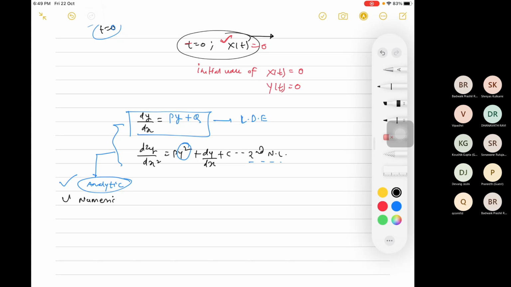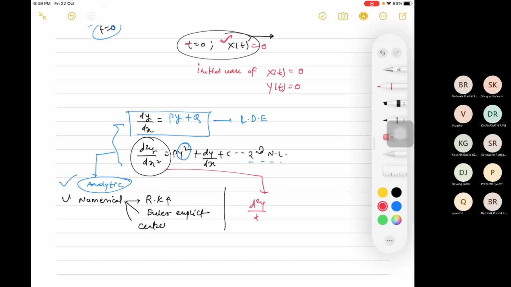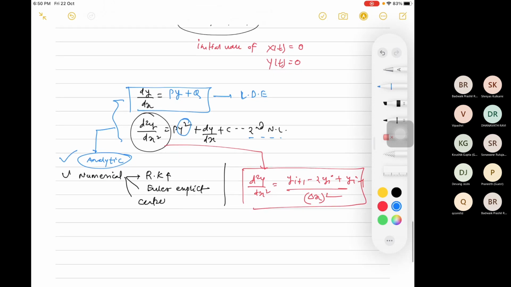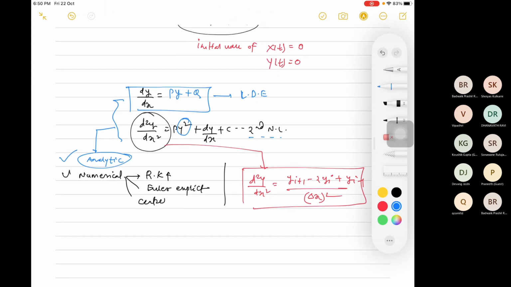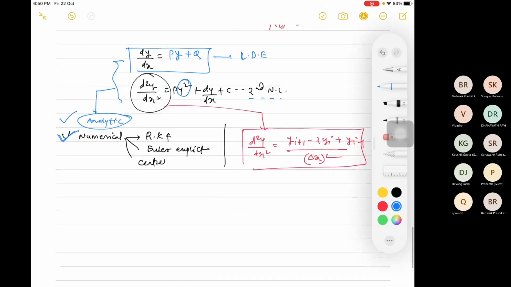method. And in numerical methods I think you heard about the RK4 method, Runge-Kutta 4 method, then Euler's explicit method, Euler's implicit method. Maybe you heard about the central difference approach, right? I'll just give you some glimpse. How did you discretize d2y divided by dx2? y i plus 1 minus twice y i plus y i minus 1 divided by delta x square. Central difference approach, right? So you must have done something like this. So this is one of the methods called numerical method, and by using that you can solve.